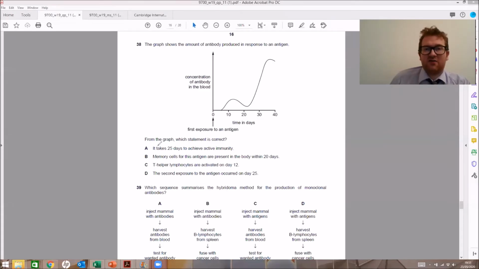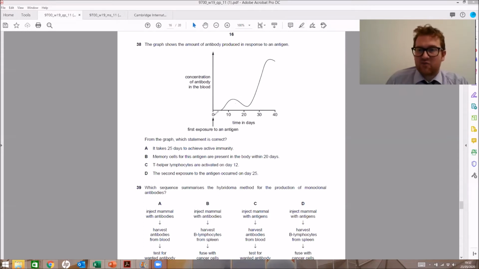Question 38, the graph shows the amount of antibody produced in response to an antigen. From the graph, which statement is correct? A, it takes 25 days to achieve active immunity. Well, when your body first started making its antibodies, around about this day, okay? So at this point, this is where you start having your active immunity.